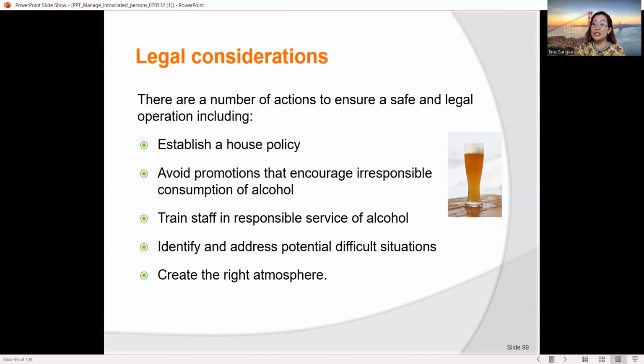Identify and address potential difficult situations firsthand. Okay, there should be a planning or orientation before the start of the event. Create the right atmosphere.